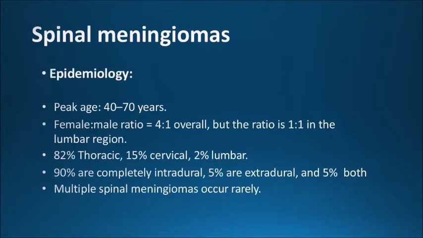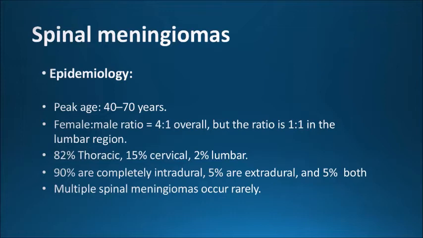So now coming to the different types of spinal cord tumors: spinal meningioma. These are the most common intradural extramedullary spinal cord tumors, and they usually peak at 40 to 70 years of age and more commonly in female patients. Most of the spinal meningiomas involve the thoracic region. About 82% of spinal meningiomas occur in the thoracic spine, and most of them are intradural and extramedullary, but they can also be extradural or both.